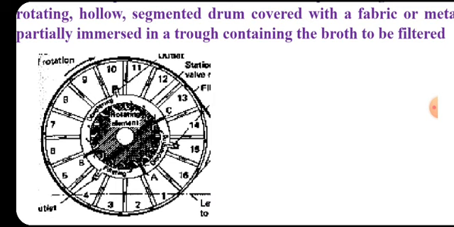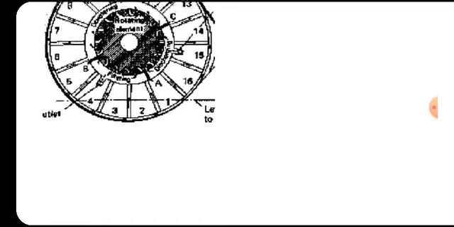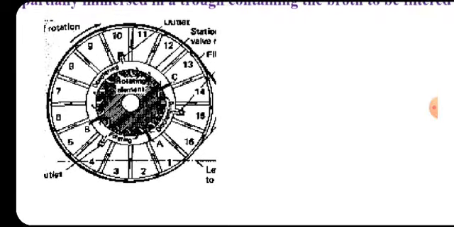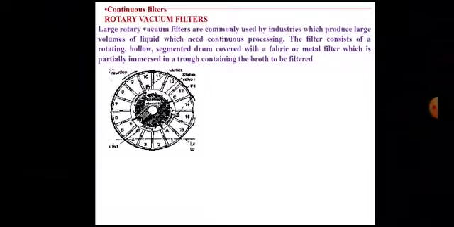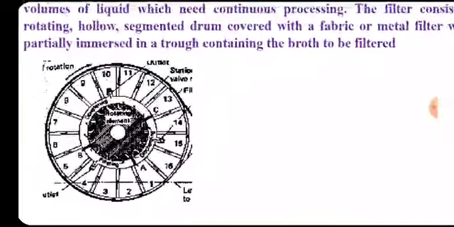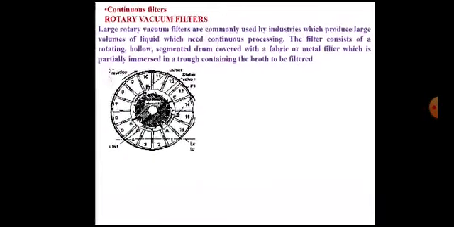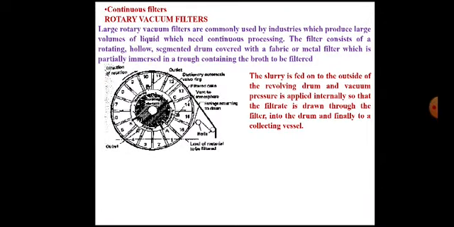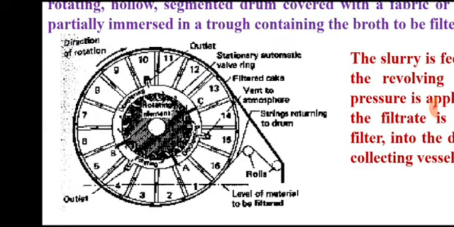So the liquid is sucked inside, and at the bottom you can see the horizontal line. This horizontal line is the fermentation broth. This drum is immersed inside the fermentation broth, and it is continuously rotating in clockwise direction, as we'll see. So this drum is partially immersed in a trough containing the broth to be filtered. It is dipped in that broth. This is the detailed diagram. You can see a more improved diagram. We'll see in the next slide, of course.